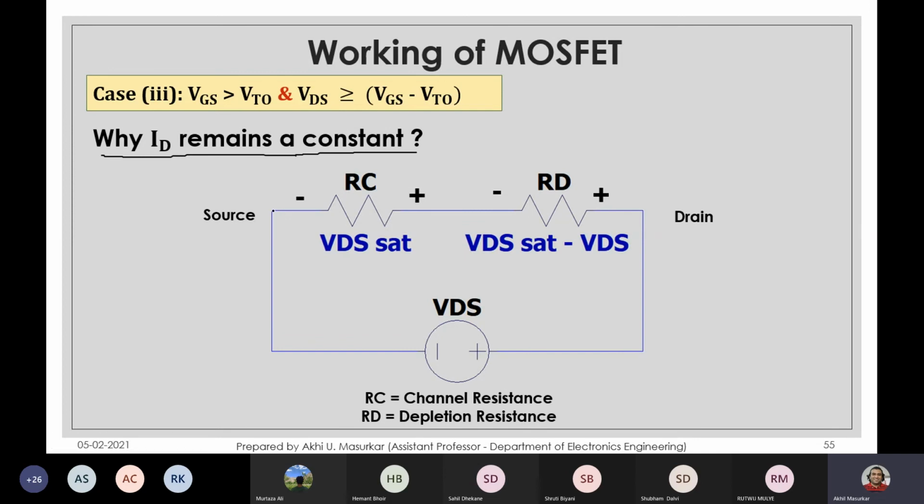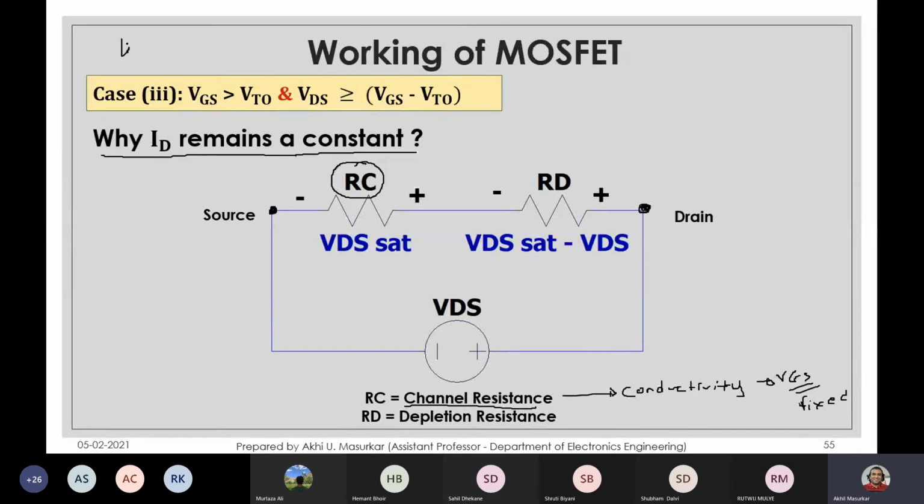So we can look at the channel that exists between drain and source. We say RC is the channel resistance. Now the resistance of the channel is controlled by the conductivity, that is, it represents the conductivity of the channel, and conductivity depends on VGS. And VGS is fixed. We are not touching VGS.